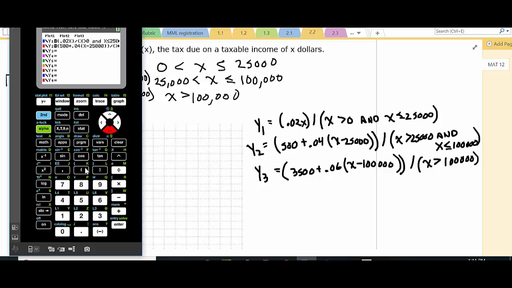And then the last piece, we'll do 3,500 plus 0.06, and then parentheses x minus 100,000. Double up on the parentheses. I hope I got all this stuff right. And divide by parentheses, and then put in x greater than 100,000. God, I hope I put this in right. Okay, so I got that.